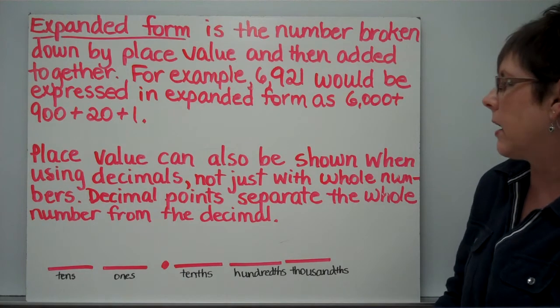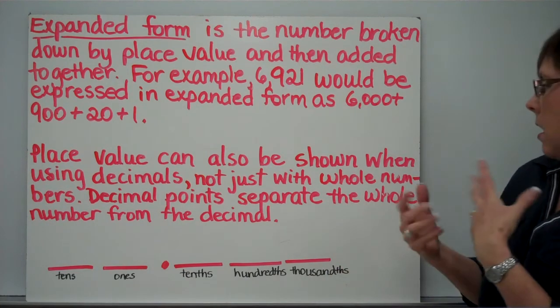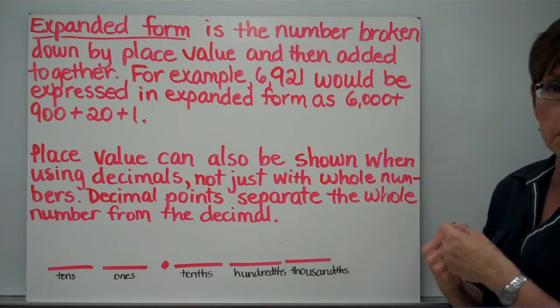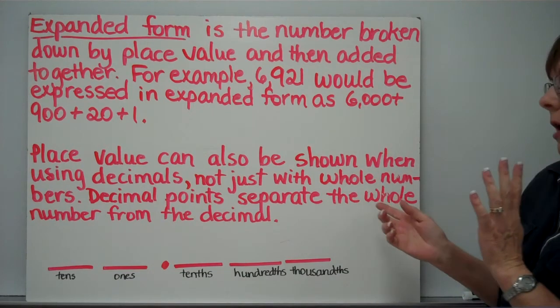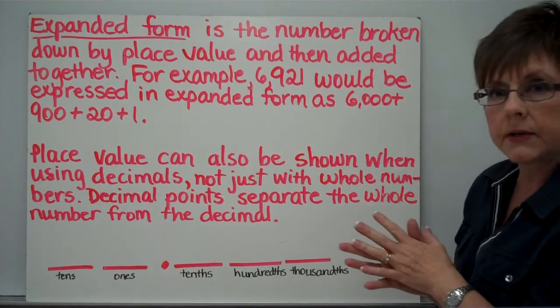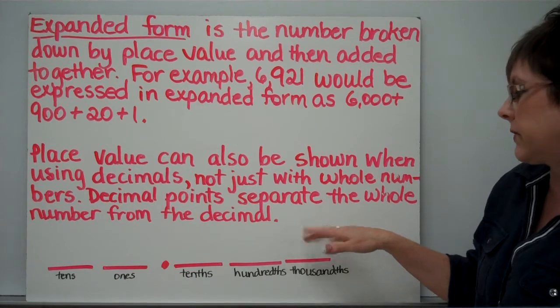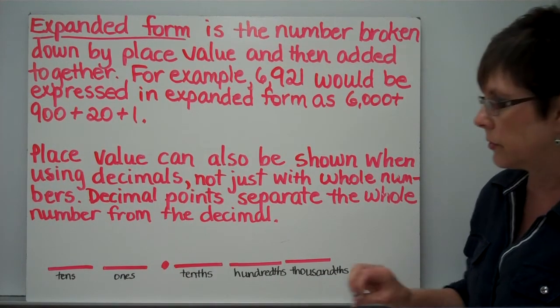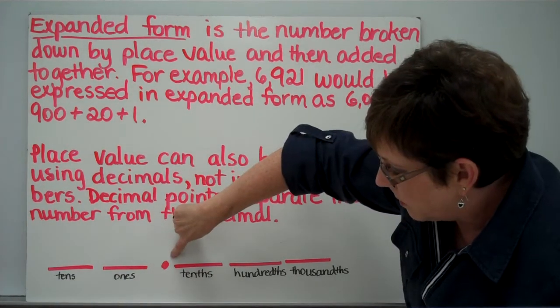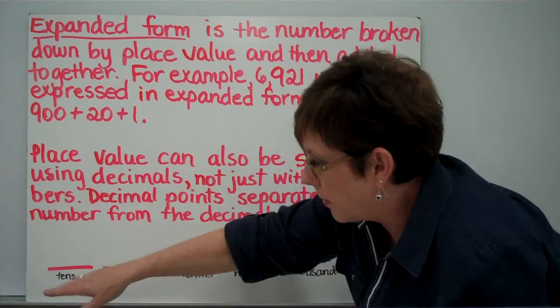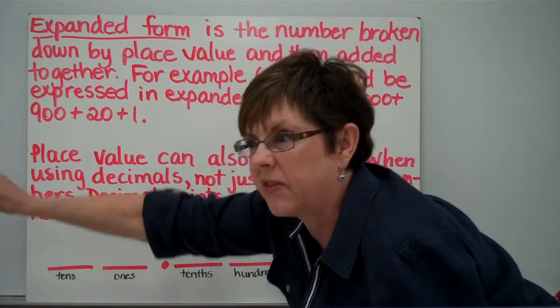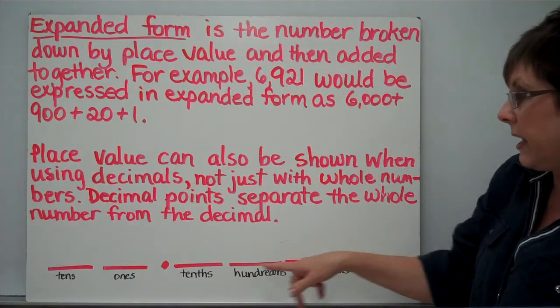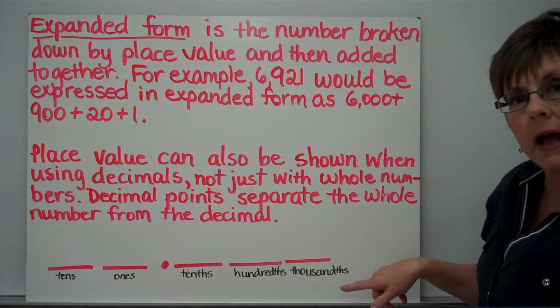Now, place value can also be shown when you're using decimals. It doesn't have to be just whole numbers. When you use decimals, you use decimal points, and those separate your whole numbers from your decimal numbers. For example, here's the decimal point here. Here's your whole numbers. Of course, hundreds would be here and thousands and all. And here are your decimal place values.